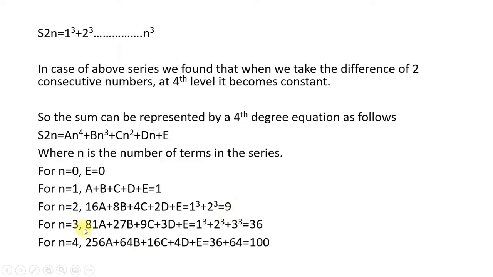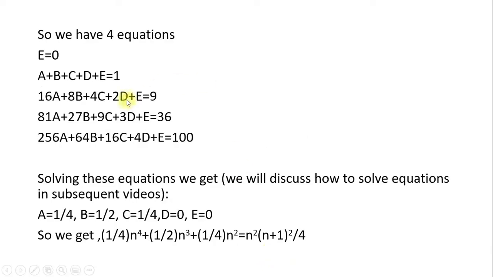Like that, for n equal to 3 we get 81a plus 27b plus 9c plus 3d plus e equal to 36, and for n equal to 4 we get 256a plus 64b plus 16c plus 4d plus e equal to 100. We have four equations now for four variables. I will show in one of my subsequent videos how to solve these types of simultaneous equations easily. But today I am not going into that.